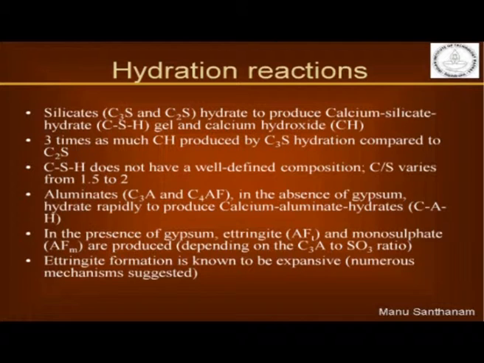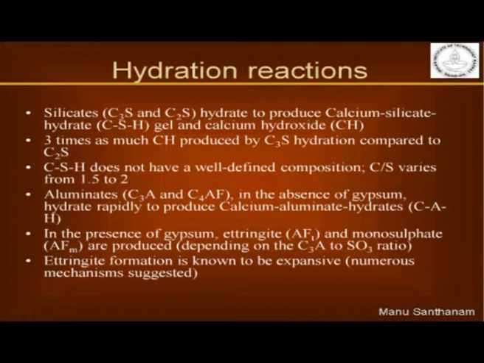Now you produce much greater quantities of calcium hydroxide with C3S as you do with C2S. More calcium hydroxide is produced with C3S. I'll give you the approximate reactions so that you can appreciate this better a little bit later. Now CSH, as I told you, does not have a very clear-cut structure, nor does it have a very clear-cut composition. The CSH has a varying composition. The calcium to silica ratio in CSH, the C/S ratio, varies generally between 1.5 and 2.